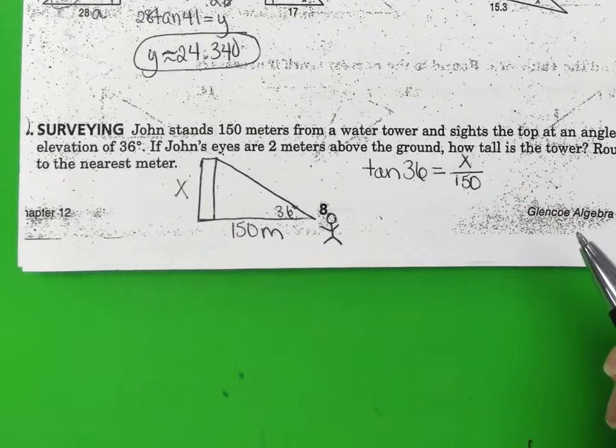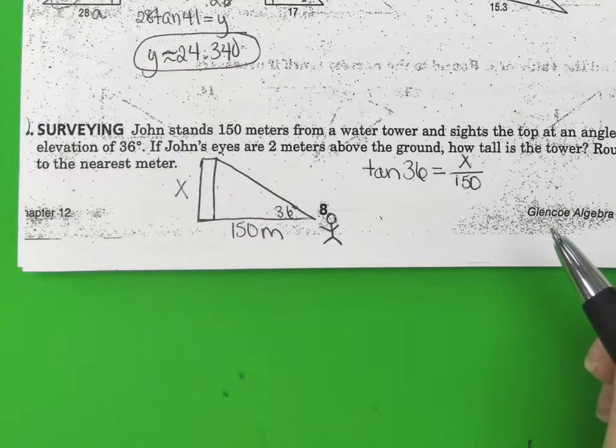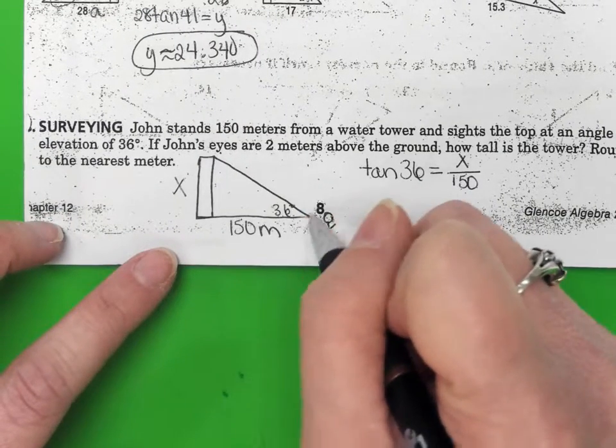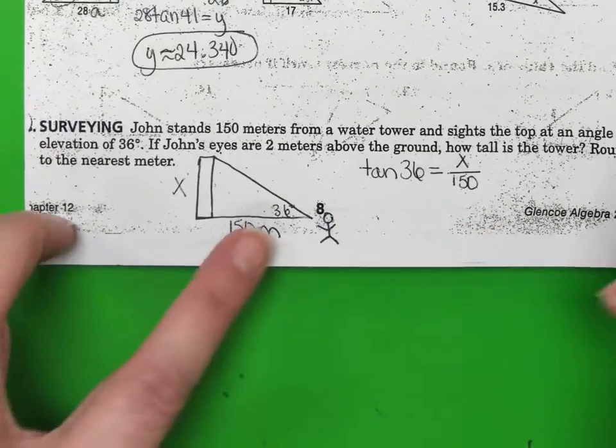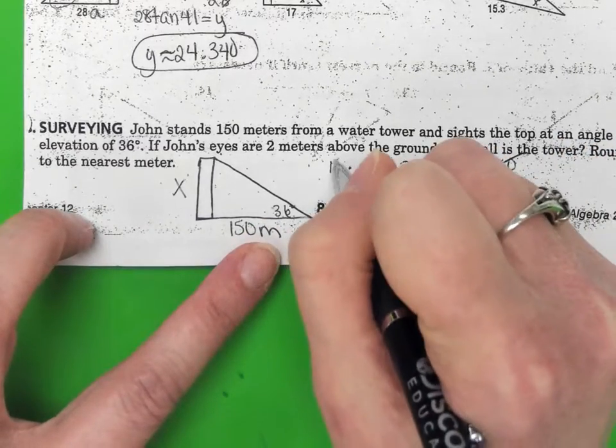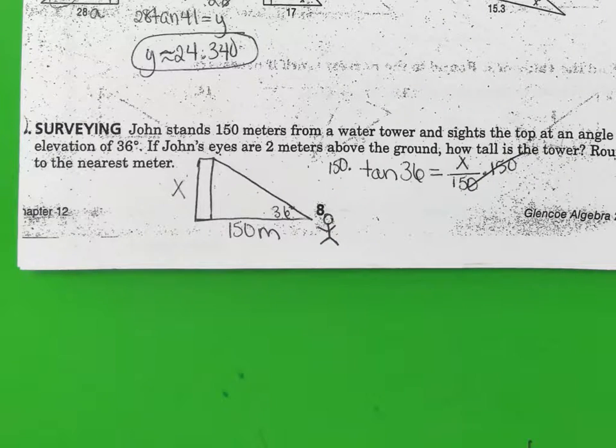Are y'all okay so far? Good on the setup? Are y'all good with this? Where I put the 36 from? Does anybody not understand? Okay. So then you multiply by 150, because, Sydney, that 150 was on the bottom, right? So we multiply by that.